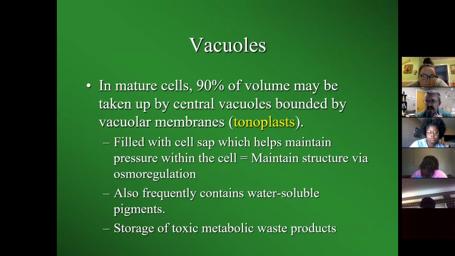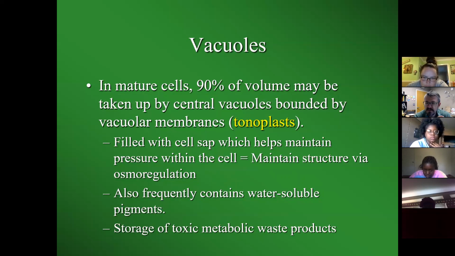Vacuoles are something that animals have, but plants do something different. So in a lot of mature cells, 90% of the volume of that cell is going to be taken up by something called the central vacuole, or the great vacuole. It'll have its own membrane called the tonoplast. It's filled with what's called cell sap, and this maintains pressure in the cell. Basically, it helps to inflate the cell, if you want to think of it that way. So it's maintaining structure through osmoregulation.